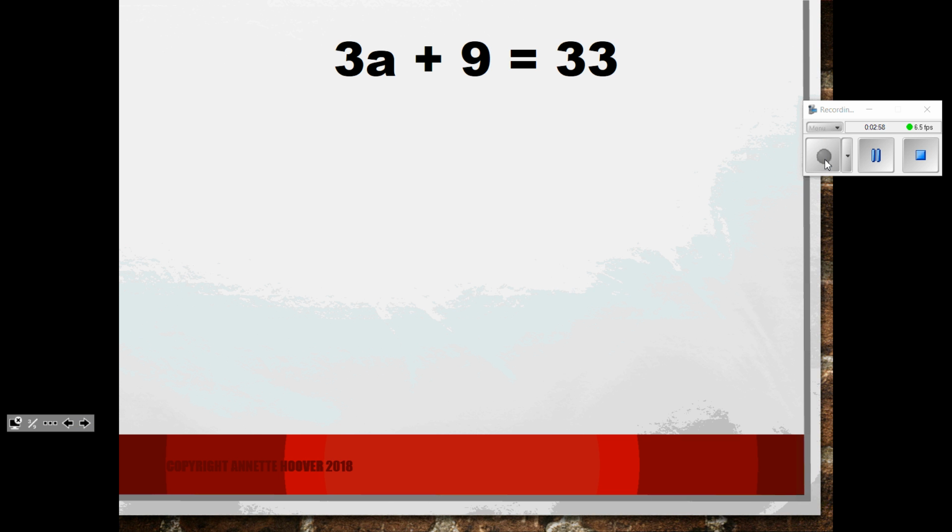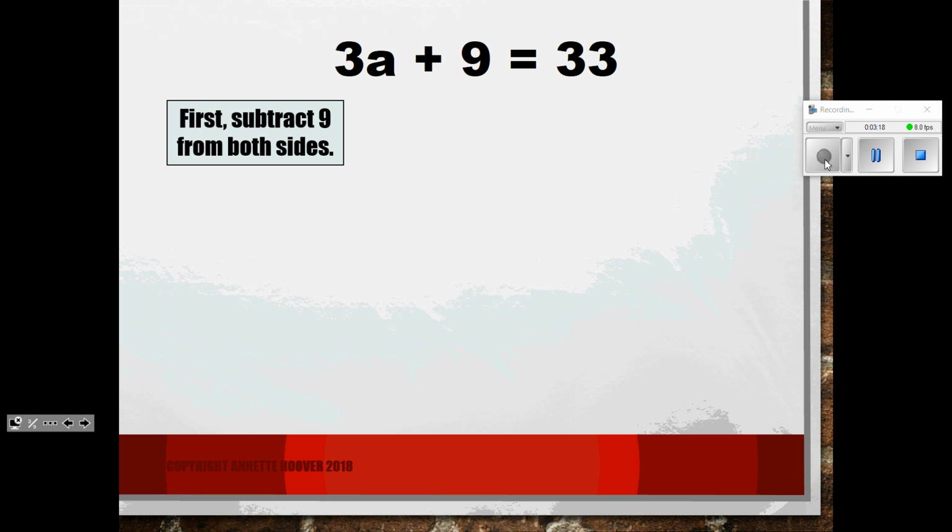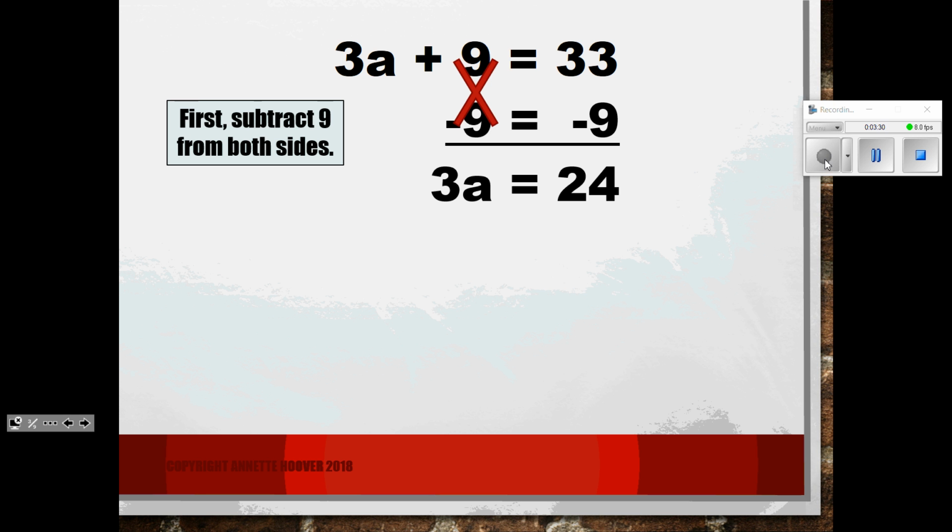Okay, first job is always to locate the unknown number, the variable. This is what we want to get by itself. It is being multiplied by 3, and it's being added to 9. We always want to move what's being added or subtracted first. So since we have a plus 9, we're going to do a minus 9 on both sides of the equation. A positive 9 and a negative 9 become 0, so they cancel out. On the right side, we have 33 minus 9, which is 24. So we have 3a equals 24.